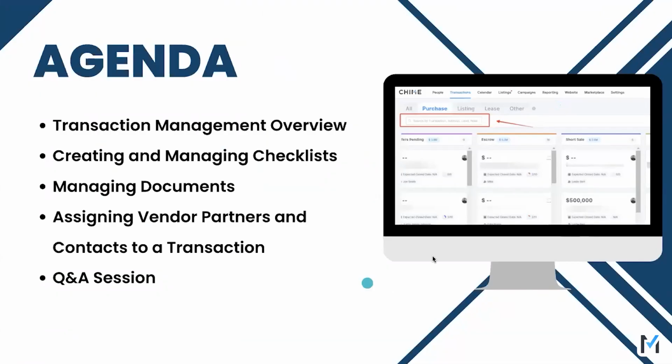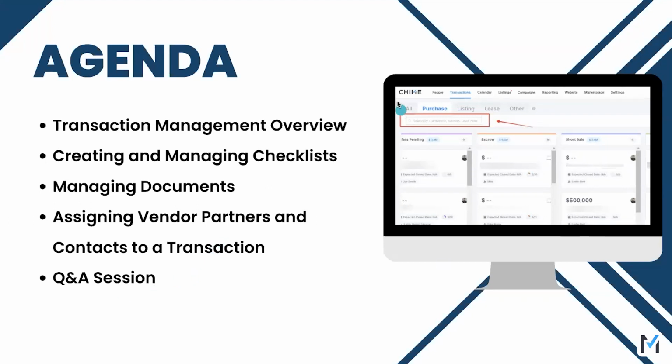So this is the transaction management section in Chime. You're able to track where they're at in the process of each transaction. So today we're going to go over a bit of an overview. We're going to go over how to create and manage checklists, how to manage your documents if you'd like to attach any, assigning vendor partners and contacts to a transaction if you want to share some of your information, and then we'll open it up for a little Q&A at the end here.